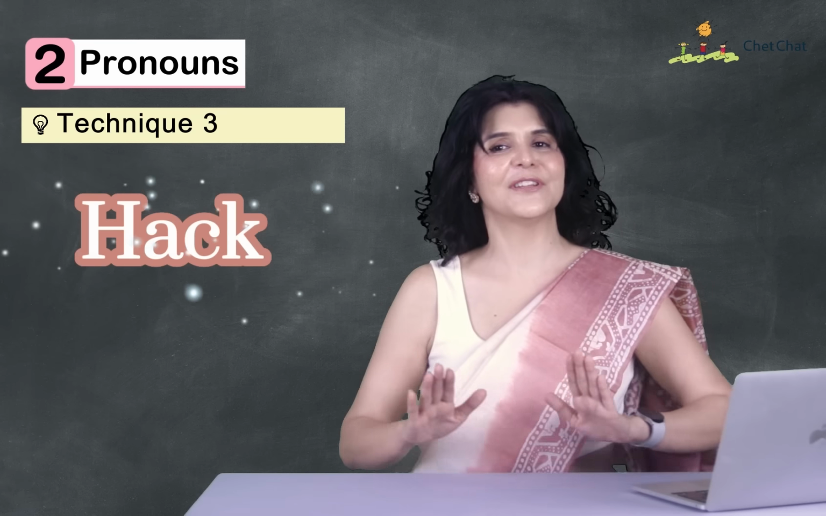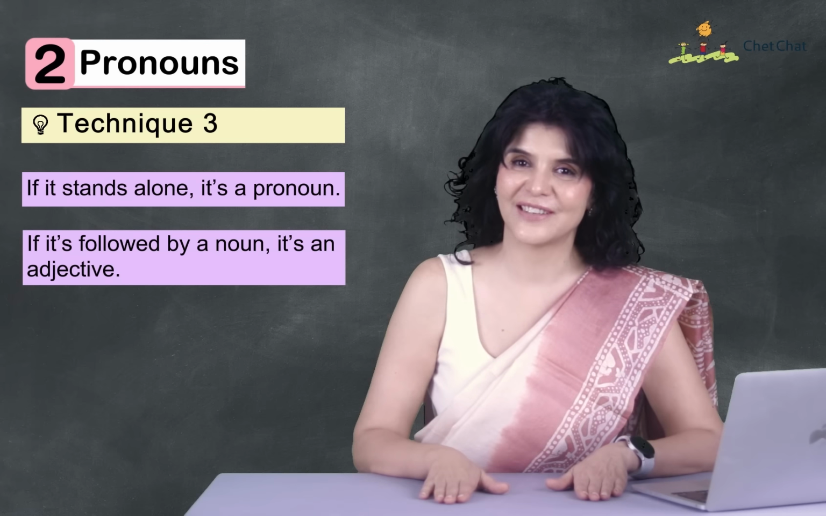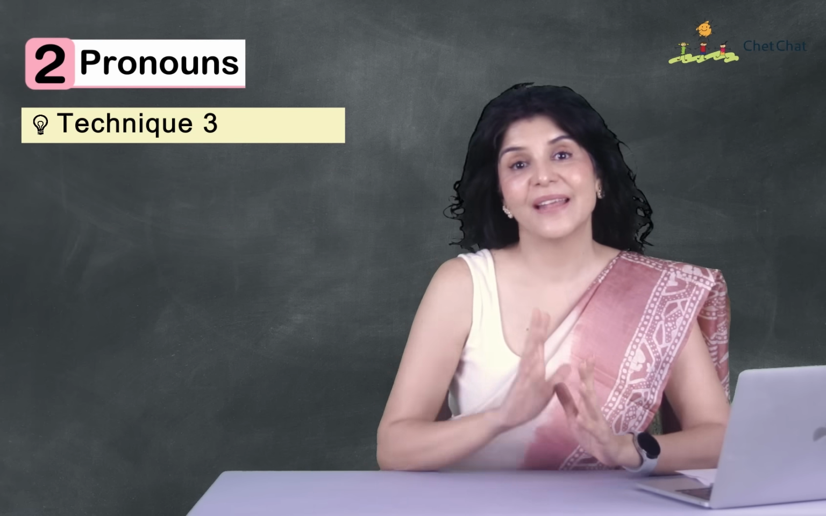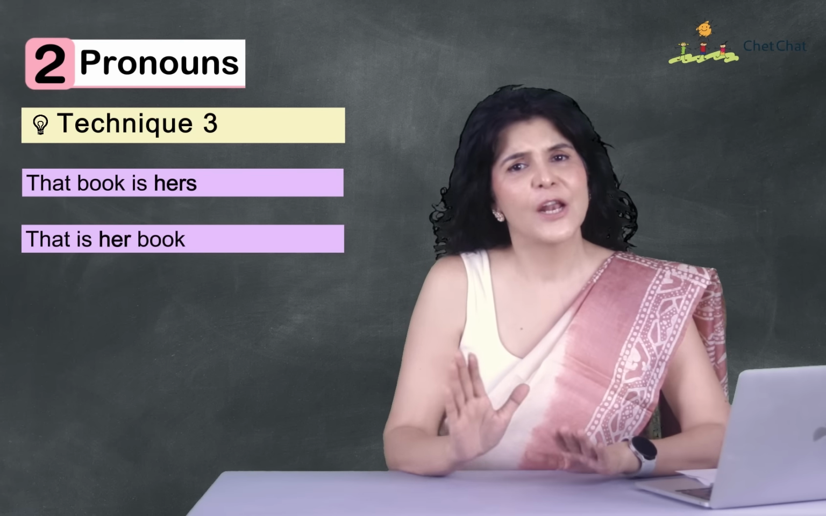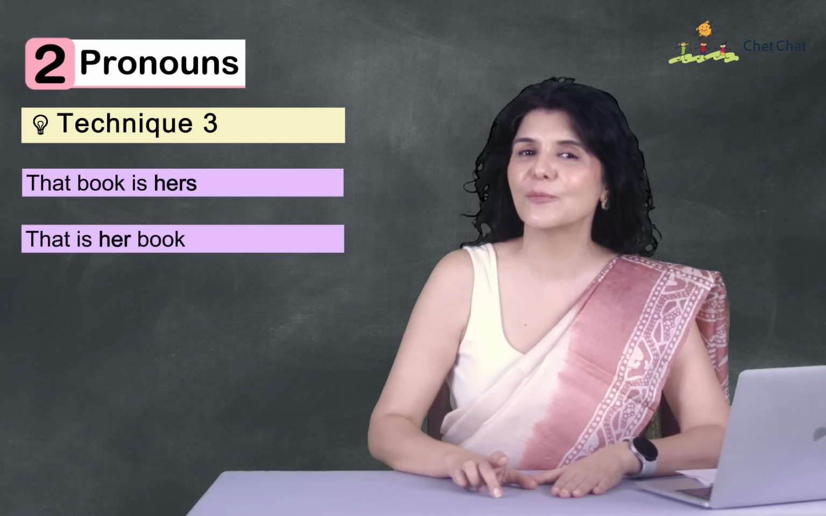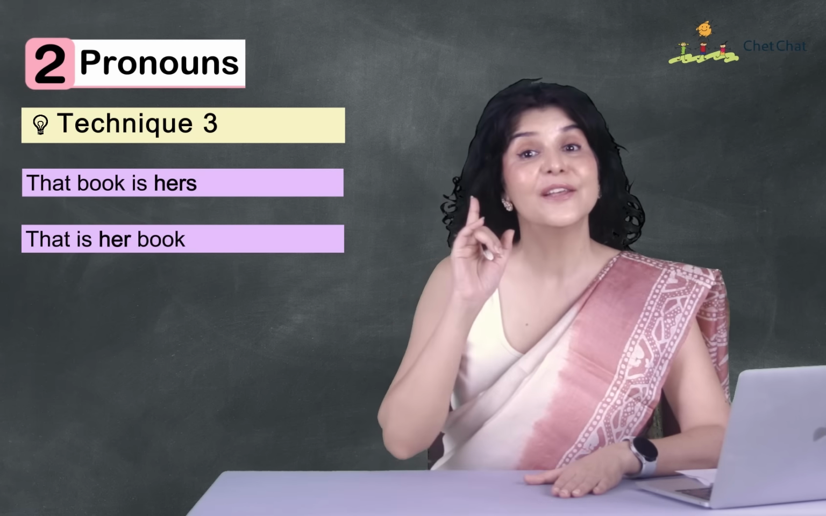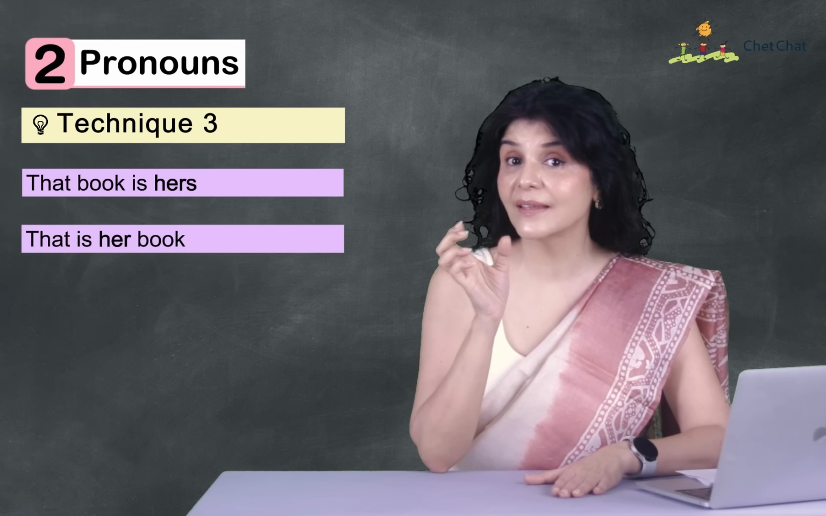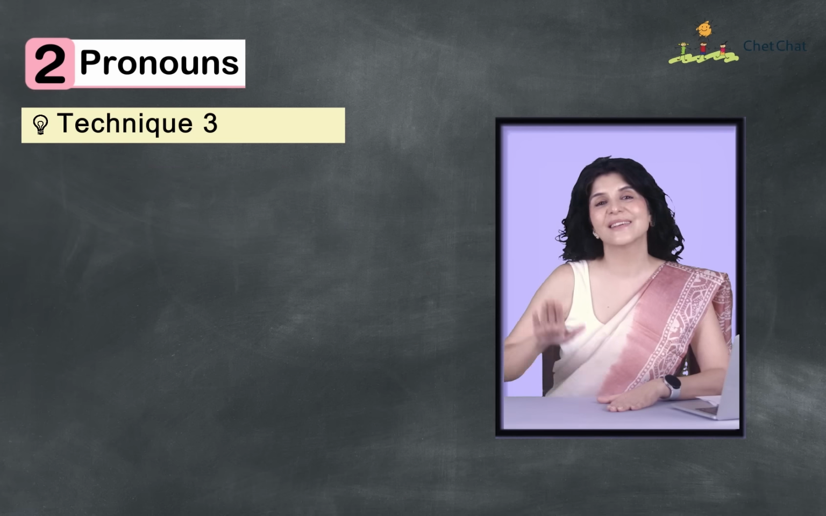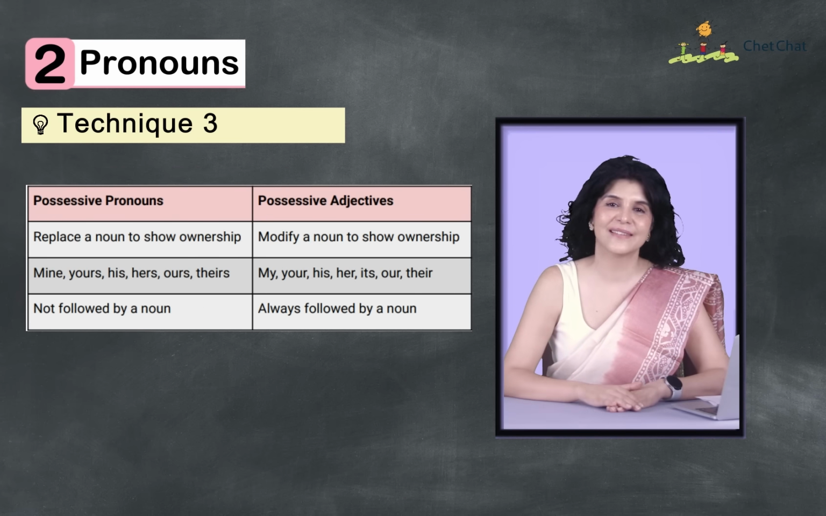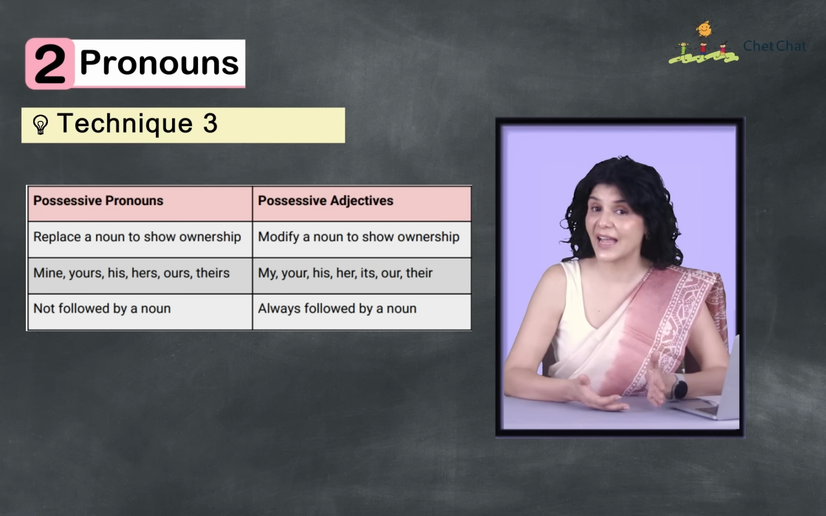So the hack is if it stands alone, it's a pronoun. If it's followed by a noun, it's an adjective. Try these 2 sentences. That book is hers. That is her book. Now in the second sentence, her is followed by the noun book. So clearly it's an adjective. In the first sentence, the word hers stands on its own, so it's a pronoun. Here is a complete table that summarizes the differences between the possessive pronouns and possessive adjectives.